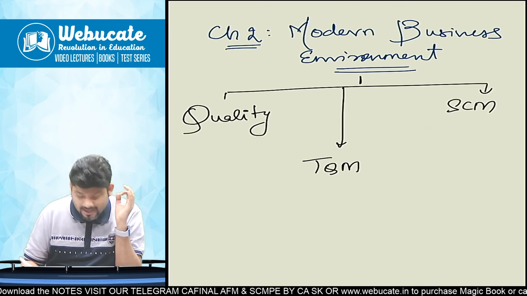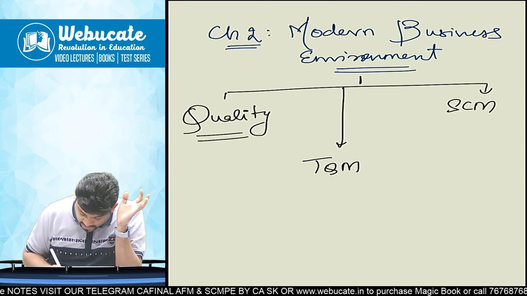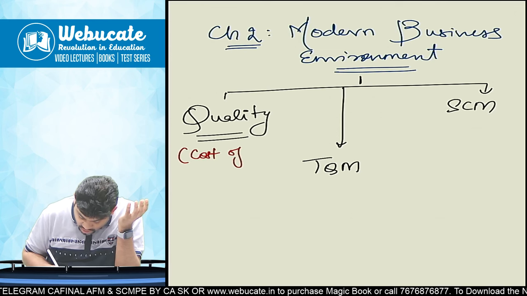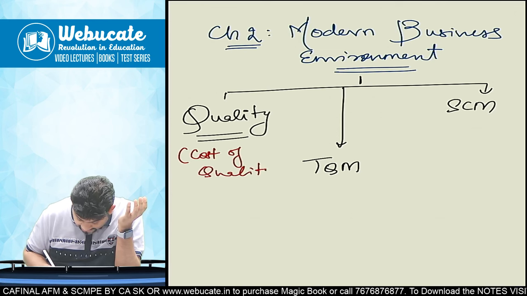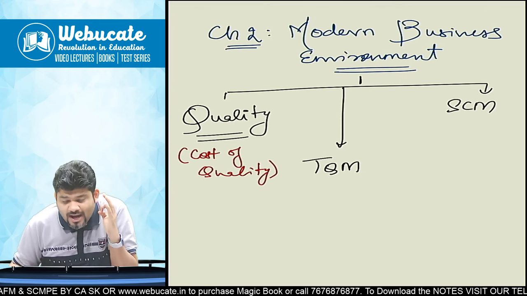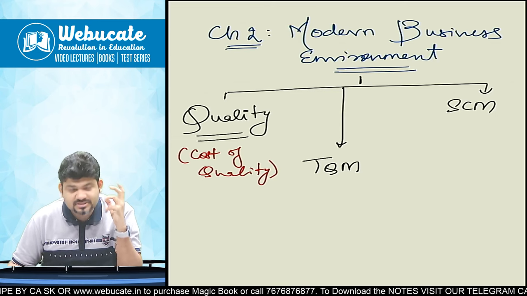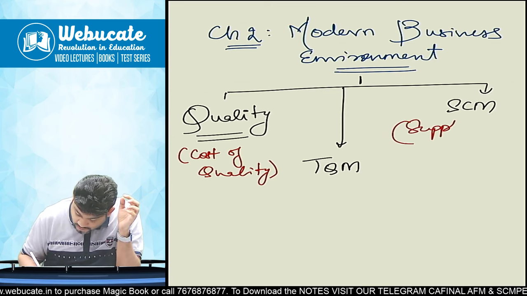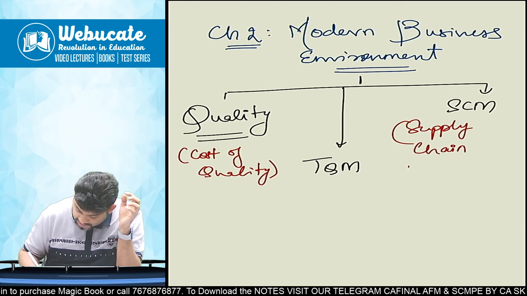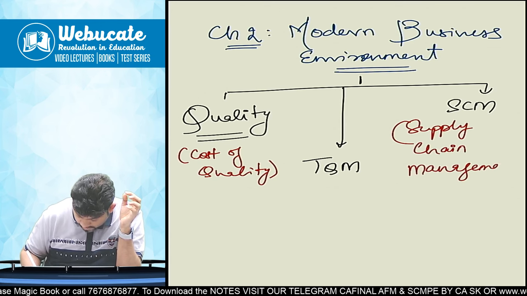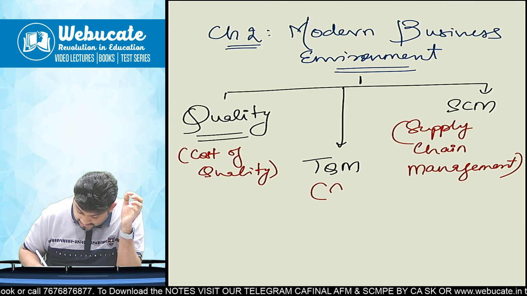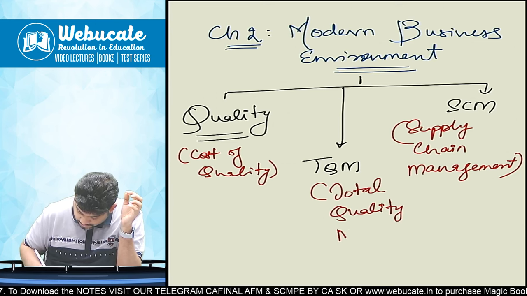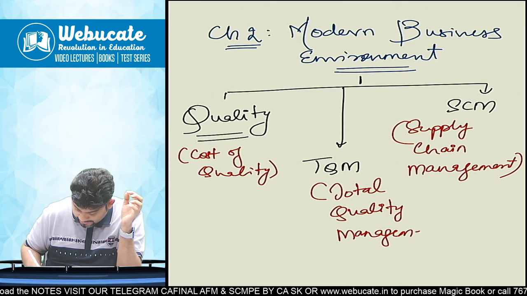SCM, supply chain management. Now, when I speak of quality here, what they mean to say is the cost of quality. We all know how high an emphasis there is in today's businesses, the impact of quality. So cost of quality. Then what is SCM? It is called supply chain management. And the last is total quality management. Am I right, everybody?